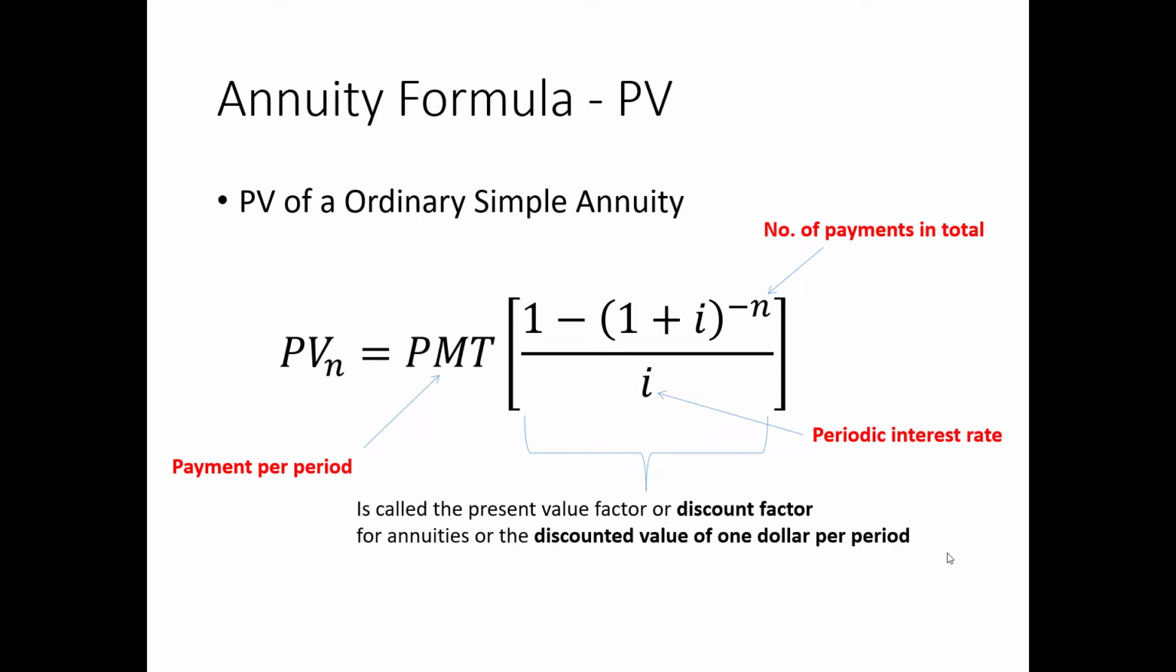Payments per period looms large. Number of payments in total is very important. There's a little bit of the negative in the coefficient. But we've seen something like that before when we dealt with compound interest. We saw the negative in that coefficient at that point as well. Okay? Periodic interest rate is important. The whole big gooey thing in the square brackets is called the discount factor.